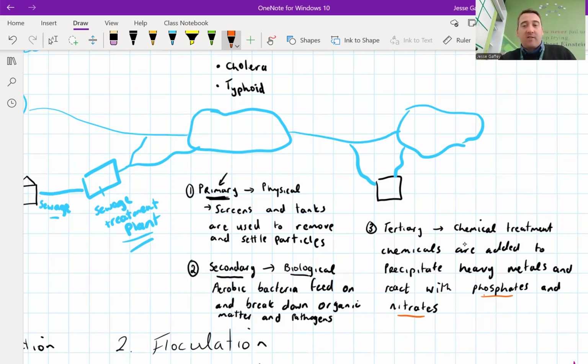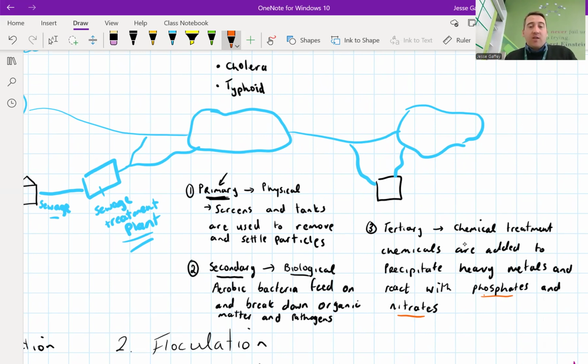More nutrients sounds like a good thing, but we'll see in the next video how that actually is a very serious form of pollution. It can lead to complete destruction of water systems like lakes and rivers, right? So we want to remove these. So that's the tertiary treatment. It's a chemical treatment. Chemicals are added to precipitate heavy metals and also to react with phosphates and nitrates and remove them from the sewage before releasing it.